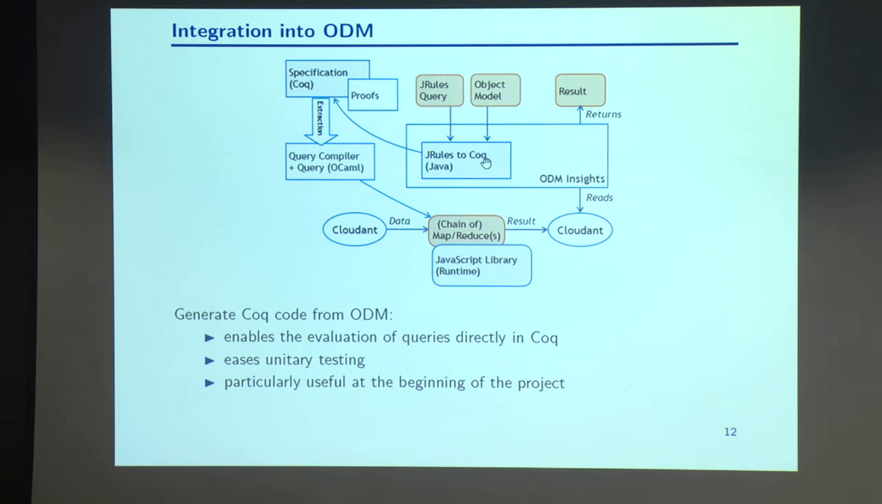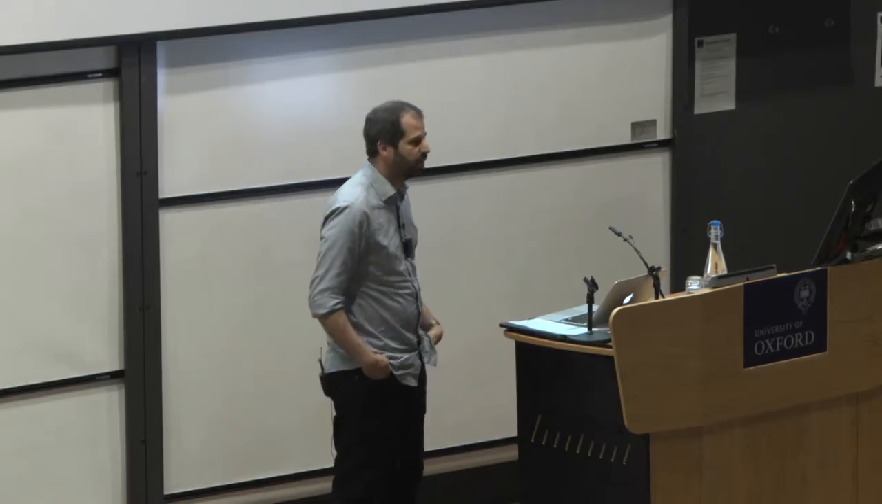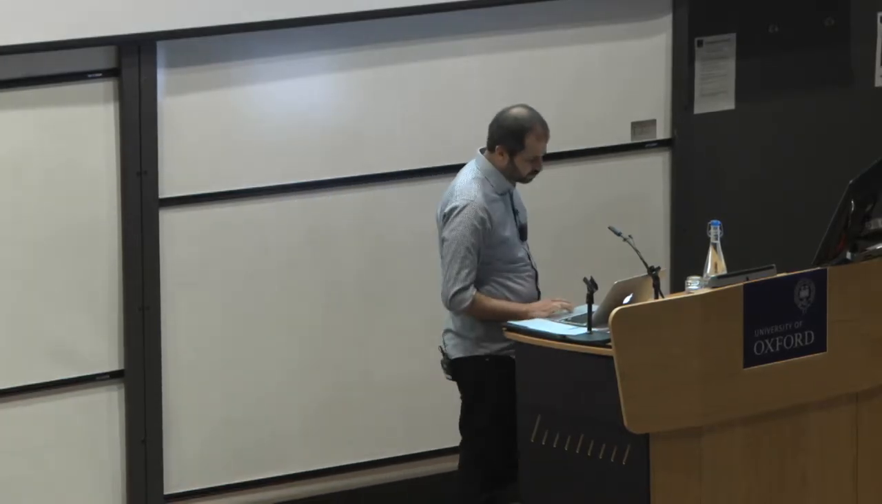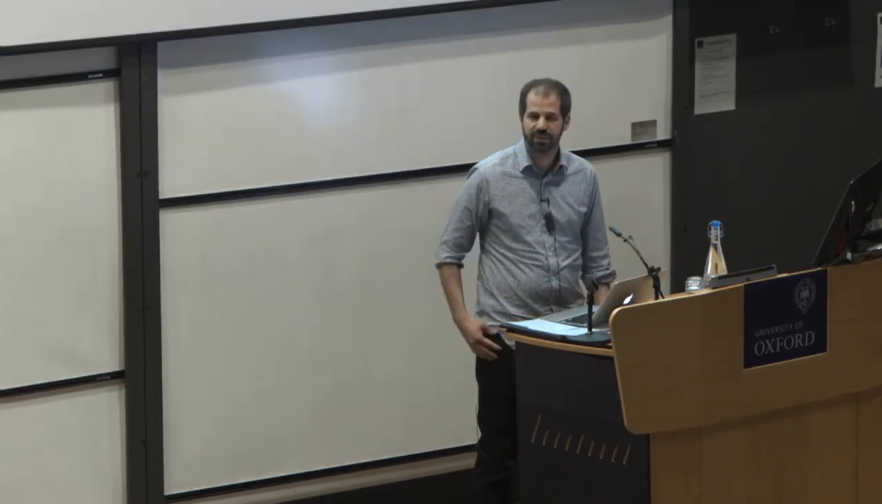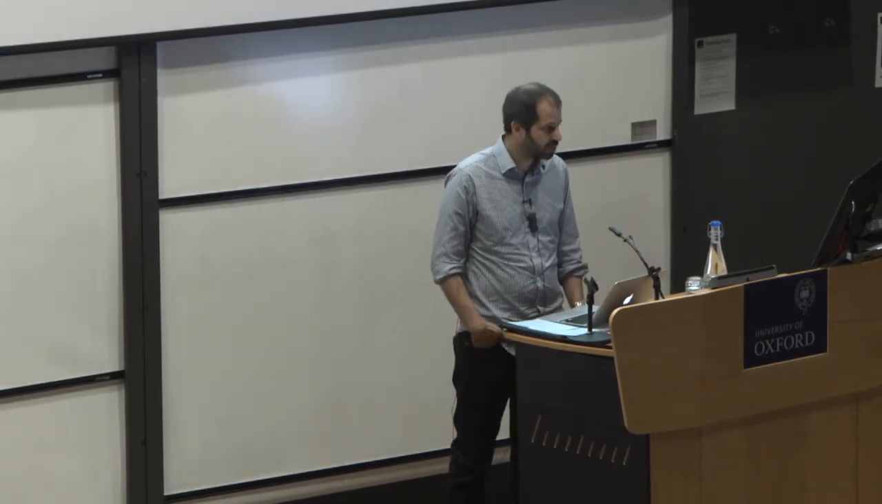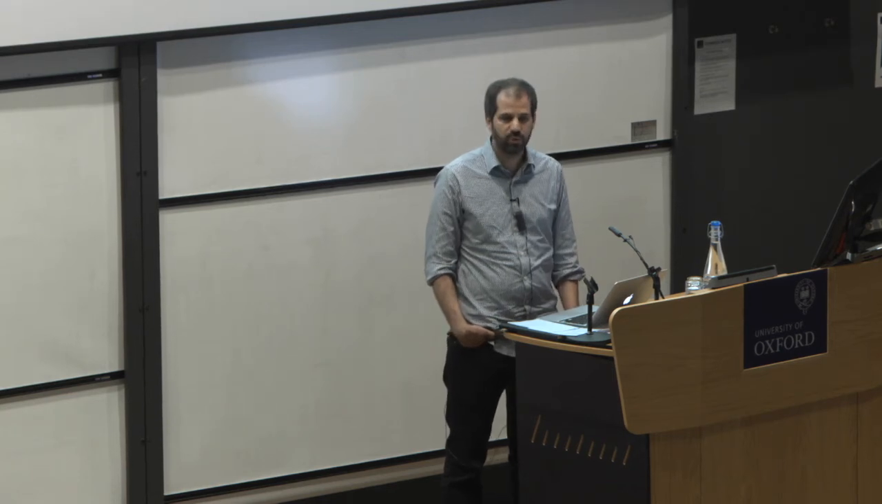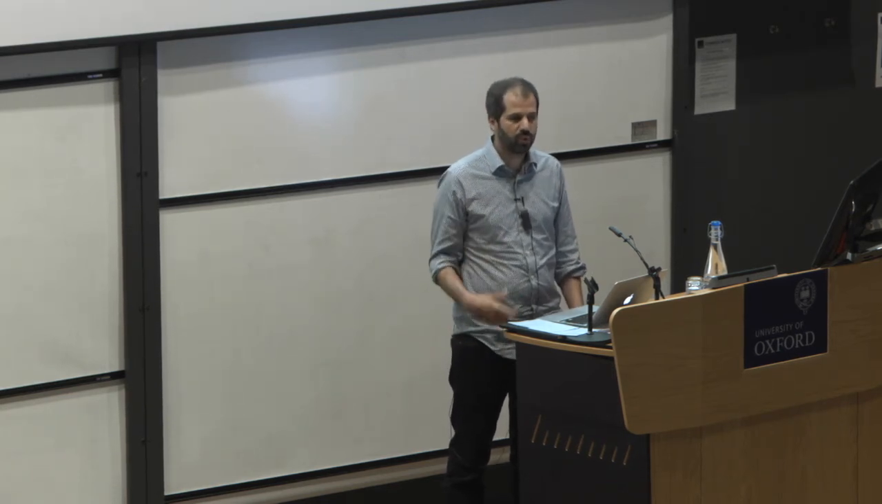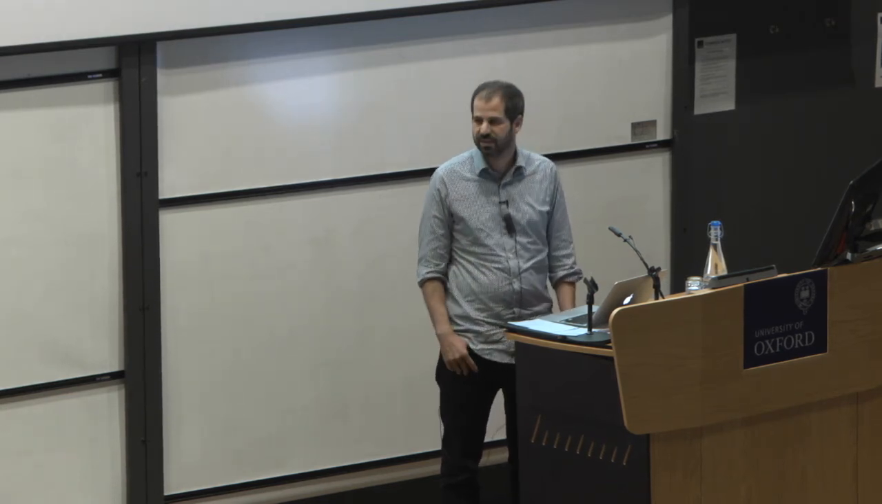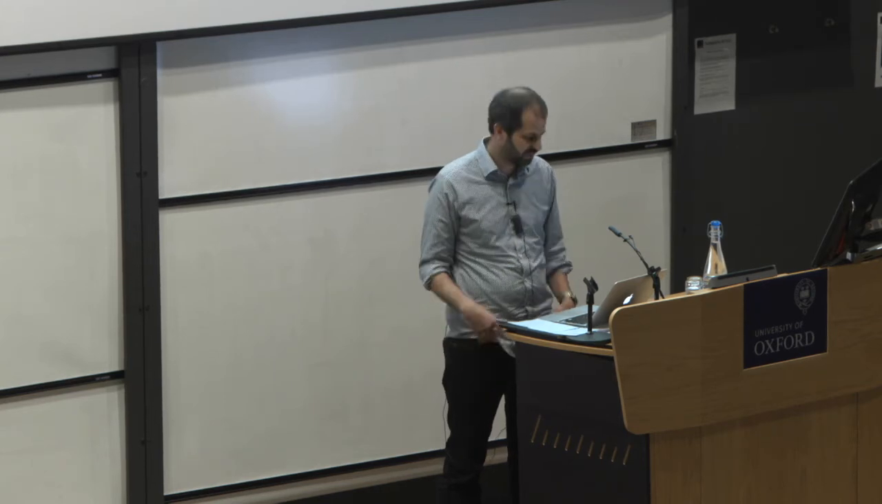So having the code directly in Coq was really useful, not really to generate some MapReduce chain that we want to load in Cloudhunt, but to test some individual function or to execute some small part of the compilation pipeline inside Coq and being able to observe everything inside Coq.